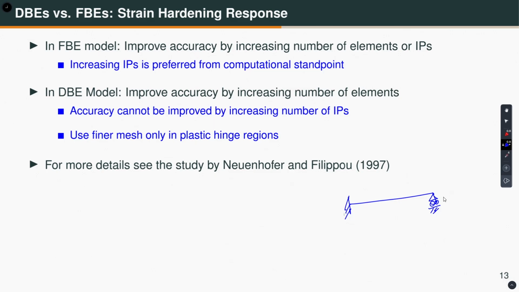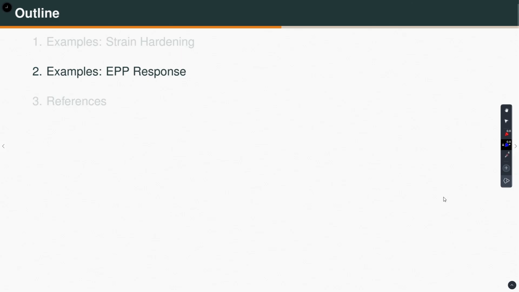So I have just taken a cantilever for the sake of simplicity, because it is a statically determinate system. So I know the solution when it is linear elastic. Also it is easy to see. Okay. Now let us talk about what happens for the same example when the material behavior is elastic perfectly plastic.